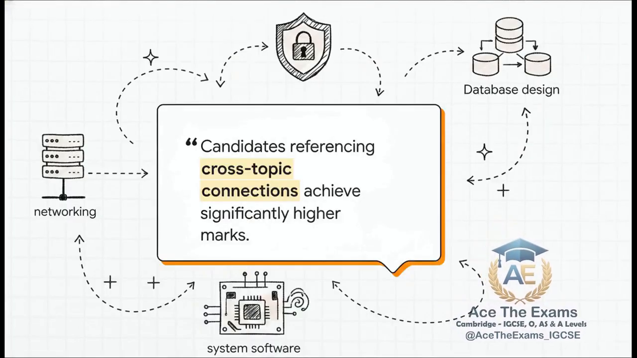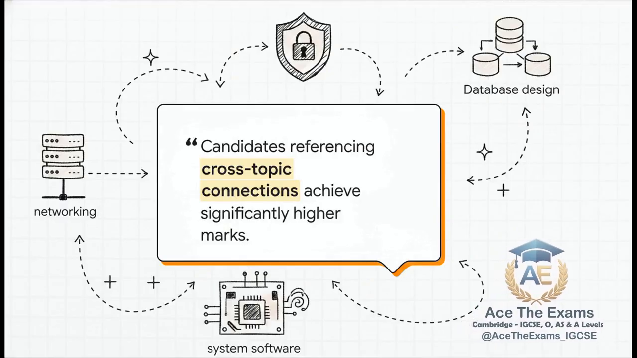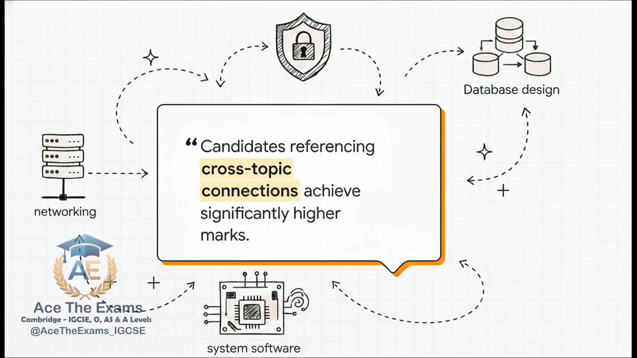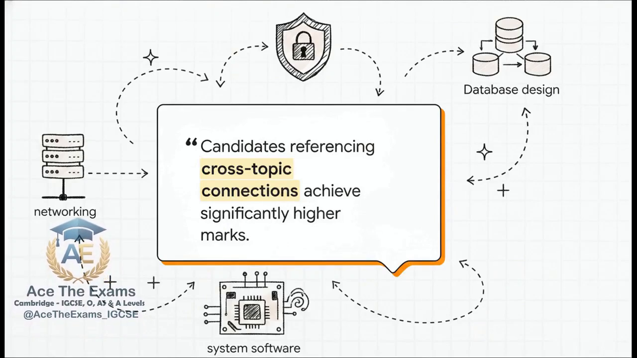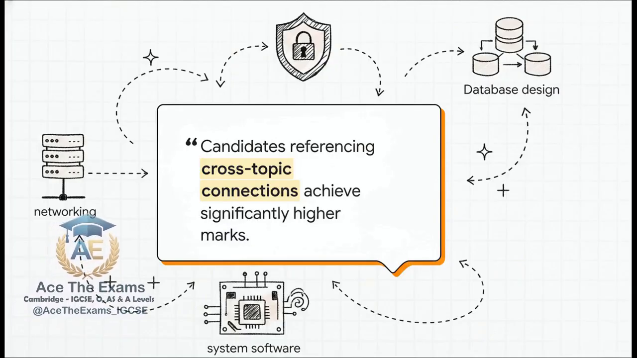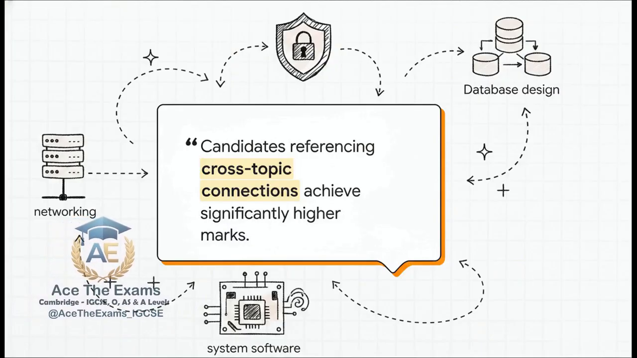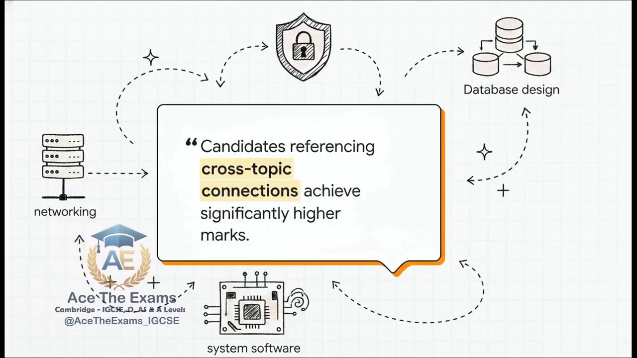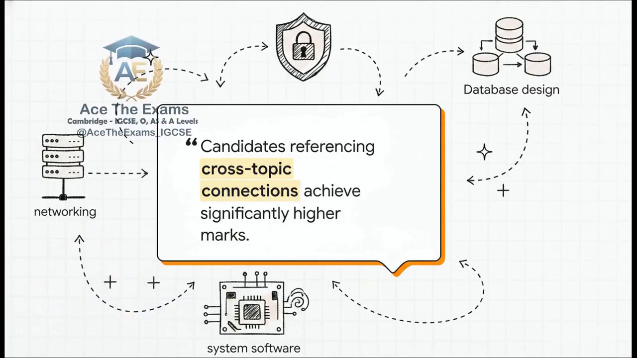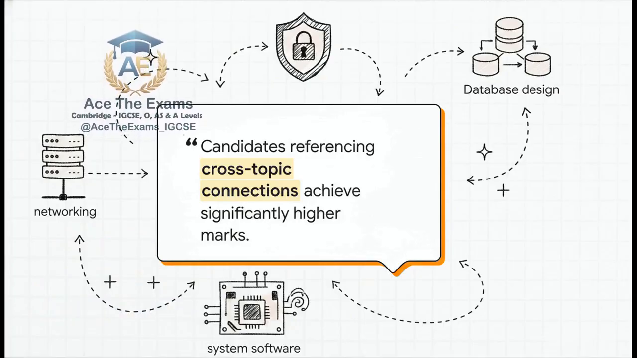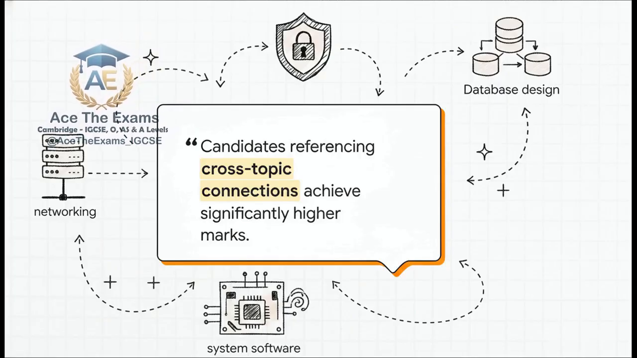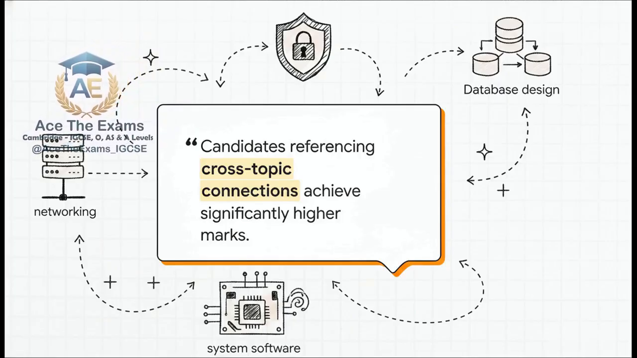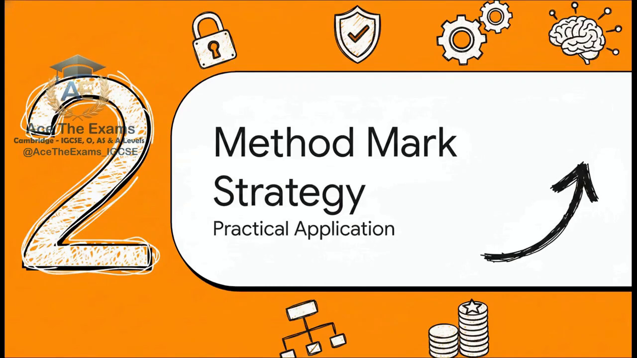And the crucial point is hidden right here in this quote, pulled straight from the principal examiner reports. Candidates referencing cross-topic connections achieve significantly higher marks. Listen, this is an absolute principal examiner secret. The theoretical architecture of data security doesn't exist in a vacuum. Integrating this module with other syllabus areas like networking, database design, or system software is the ultimate key to unlocking top-tier scores. Examiners absolutely love it when you show them you understand the big picture. It proves you aren't just reciting a textbook, but that you actually understand how computer science concepts interact in the real world. Moving on to Section 2, the method mark strategy.